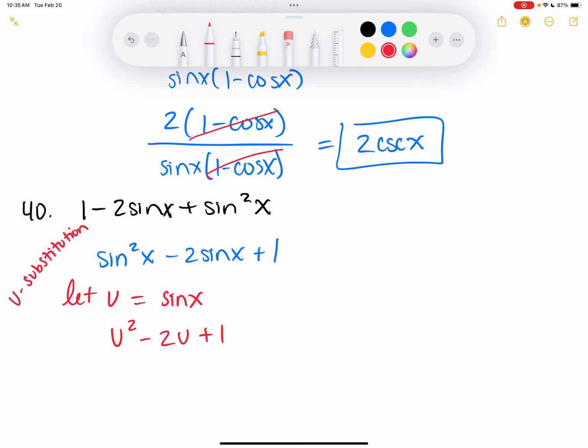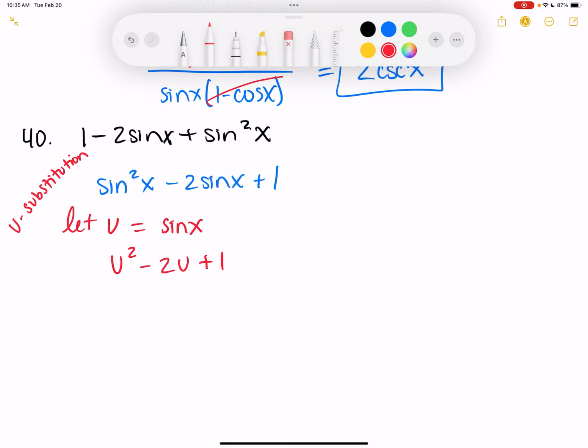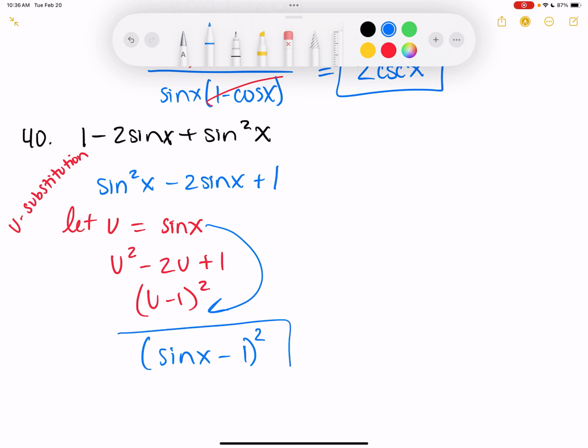So now you probably can factor this. You might have been able to before, but let's hypothetically say this was the only way you knew how to do it. What would this factor into? Because this is a special type. U minus 1 squared, because it is a perfect square trinomial. So now at this point, we have to replace back. So this would be sine of x minus 1 squared in factored form.